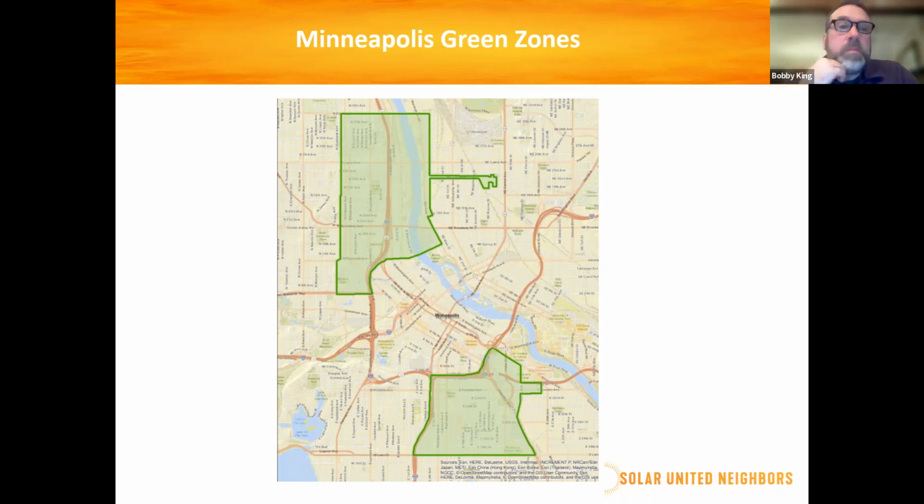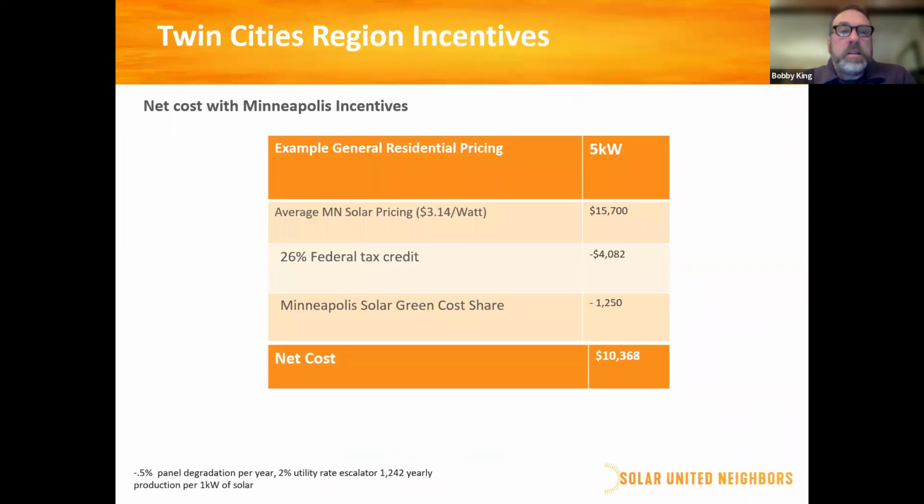Okay, got it. So this is the green zones in the Twin Cities, and they are areas that the city has determined are disproportionately people of color who've disproportionately been harmed by pollution. And they're trying to create incentives to address that disparity. Next slide. So this is an estimate of what a non-green zone payment would be. With a 5 kilowatt system, it's going to be around $1,200, just to give you some idea. Next slide.